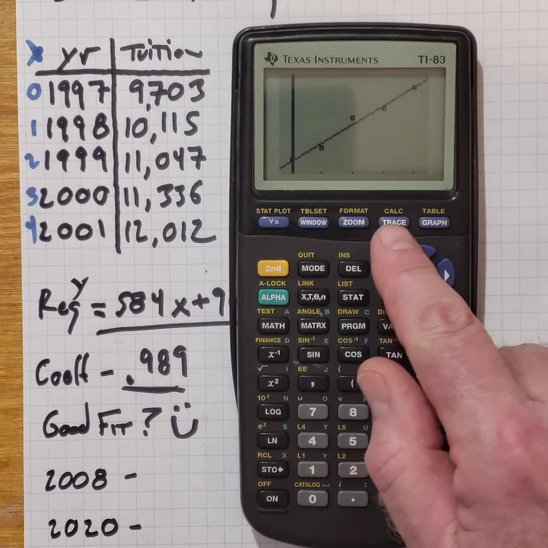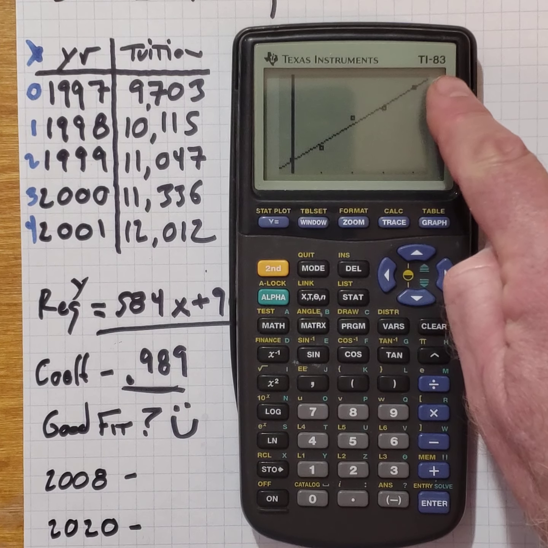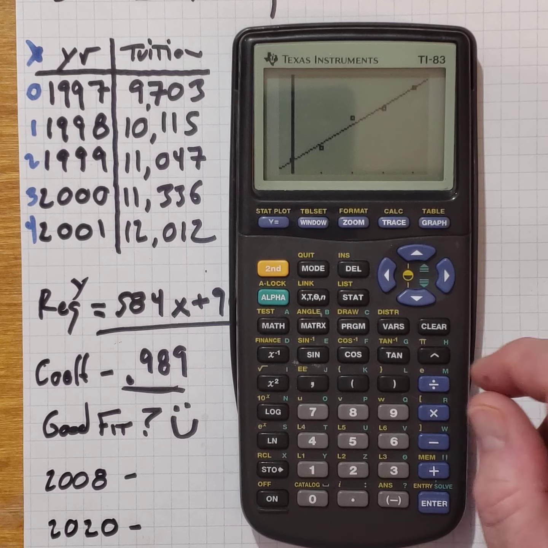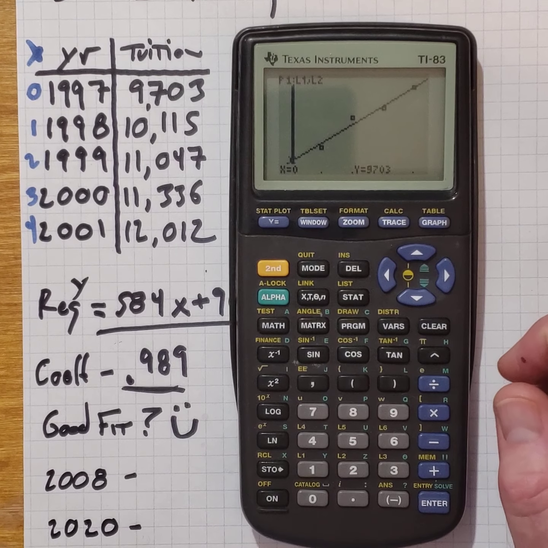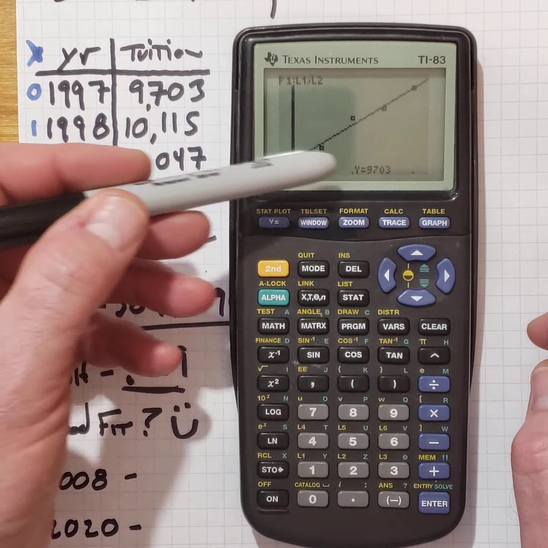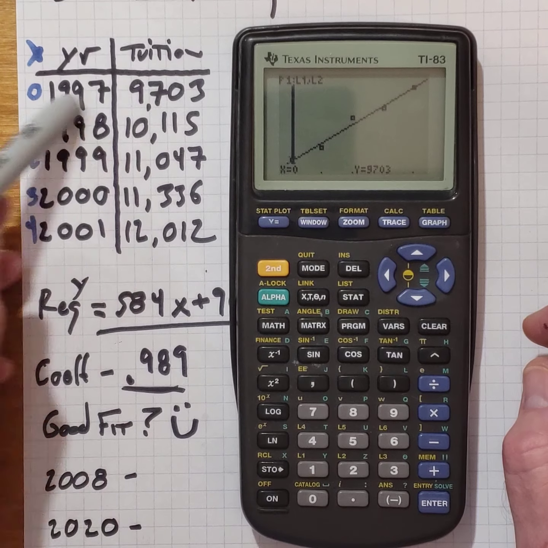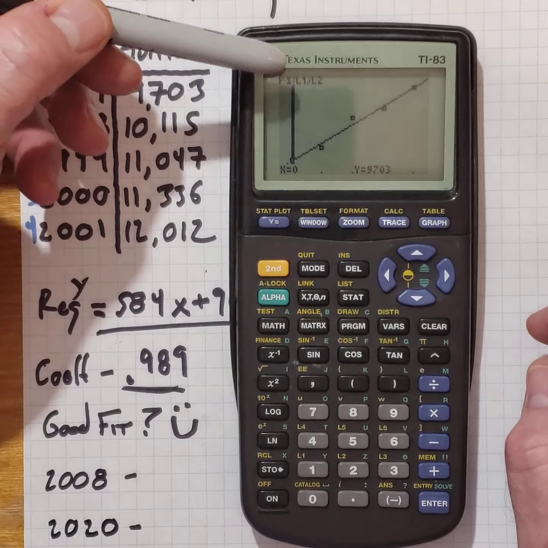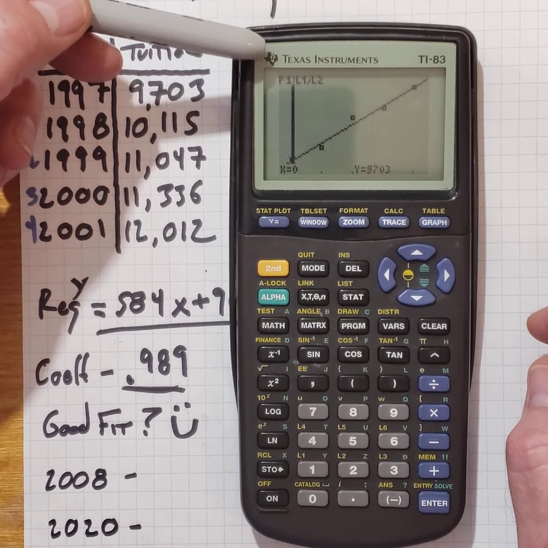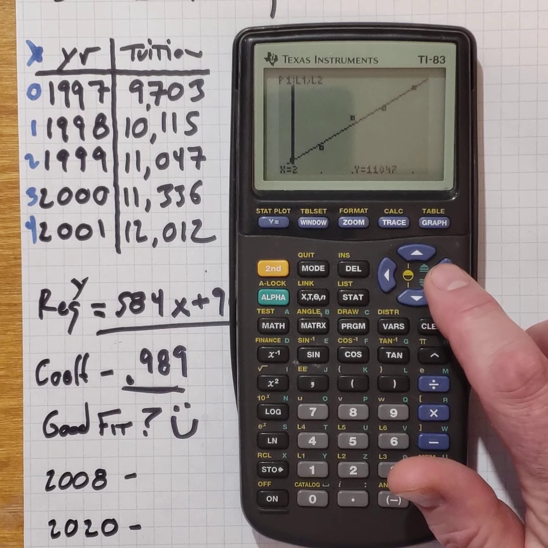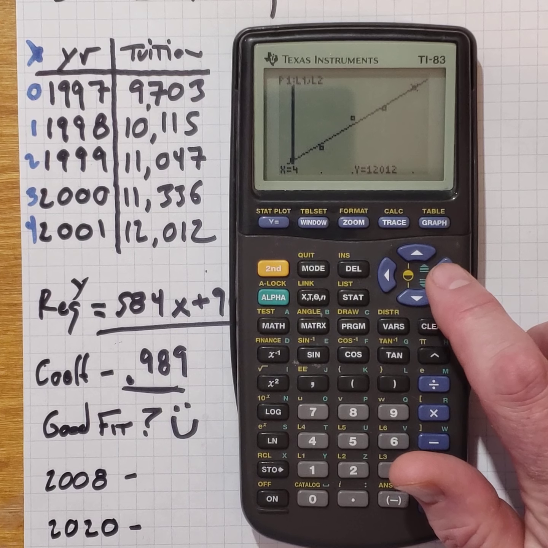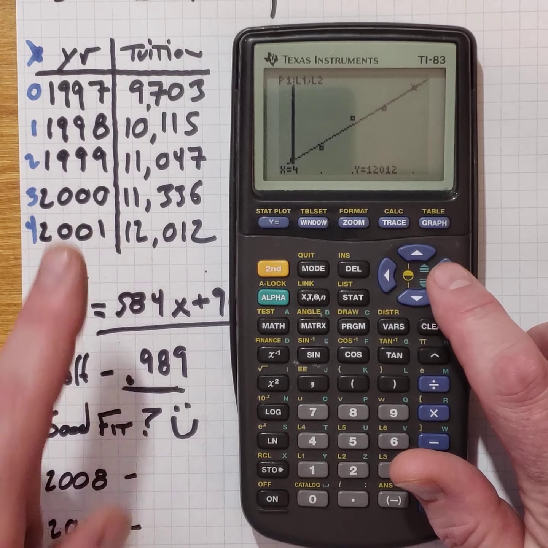Well, if I want to see what this graph predicts for a particular year, I can go to Trace, and notice it's giving me the point 0, 9703. That's this point right here. That's point 1 from list 1, list 2, you can see up there. And if I use my side arrow, it's going to keep giving me points. It's going to give me the data from this table. That's not what I want.